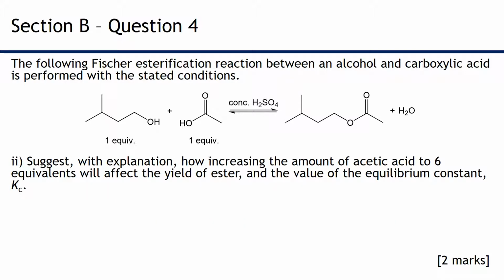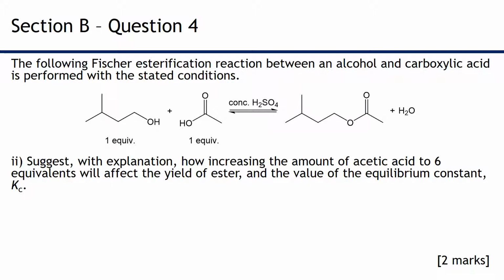Then in part II, you're asked to suggest, with explanation, how increasing the amount of acetic acid to 6 equivalents will affect the yield of ester and the value of the equilibrium constant Kc. So this links to Le Chatelier's principle. You're going to perturb the equilibrium here by disturbing it, by adding more of one of the reagents.